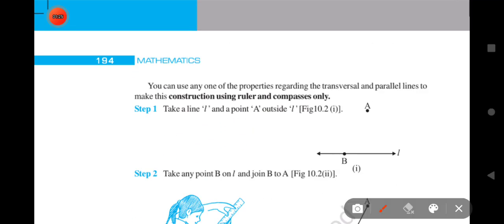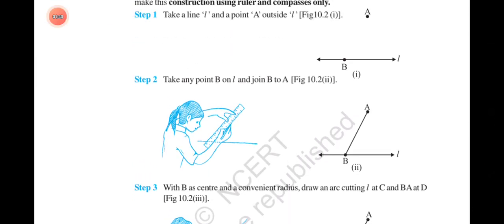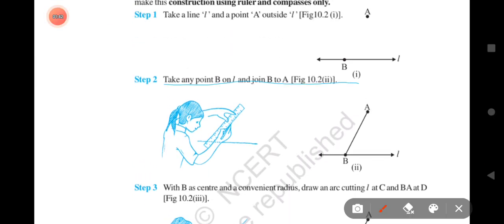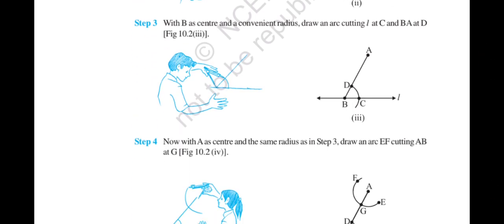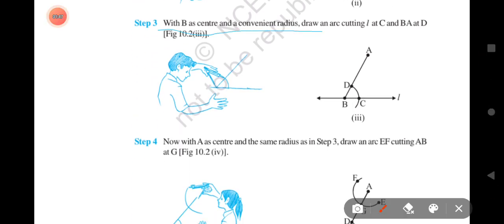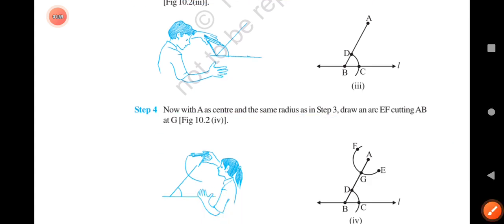You can use any one of the properties regarding the transversal and parallel lines to make this construction using ruler and compass. 1. Take a line L and a point A outside L. 2. Take any point B on L and join B to A. 3. With B as center and a convenient radius, draw an arc cutting L at C and BA at D. 4. Now with A as center and the same radius as in step 3, draw an arc EF cutting AB at G.